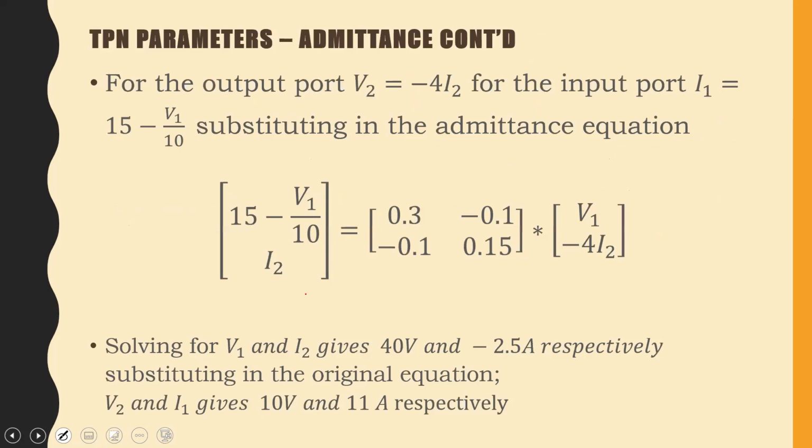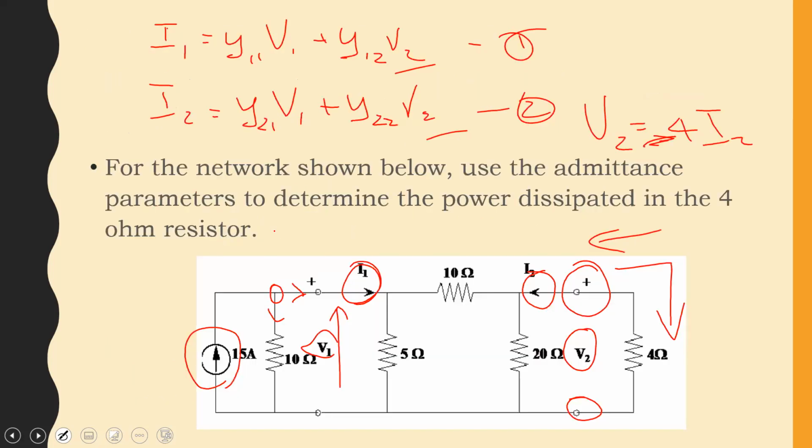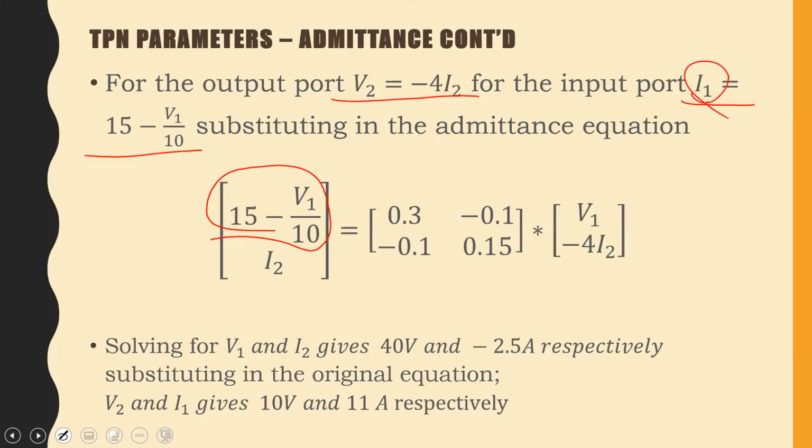So we now have the expression: I1 is equal to 15 minus V1 over 10, and V2 is equal to minus 4 I2. So I make the substitutions. Remember, I start with this set of equations, and I'm now making the substitution for I1 and for V2. Wherever I have V2, I put in minus 4 I2. We put those in and solve, and we get V1 equal to 40 volts and I2 equal to minus 2.5. Then when we substitute in our original equations, we get V2 to be 10 and I1 to be 11 amperes. Of course, I don't need to work out the power; you can figure that out yourself. Any questions?